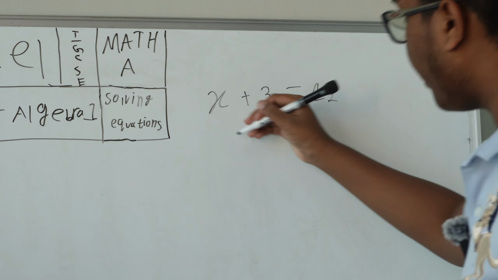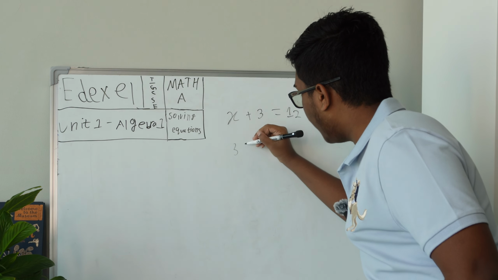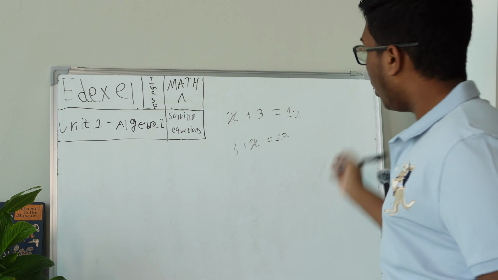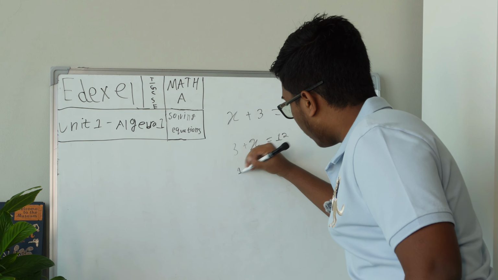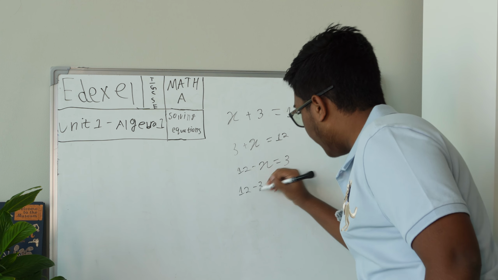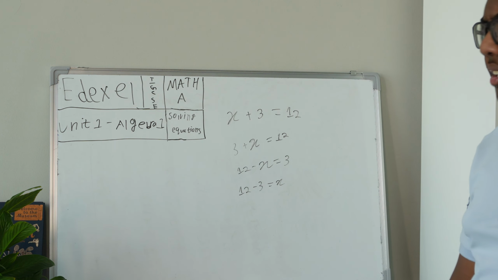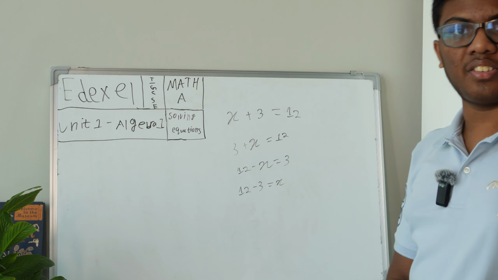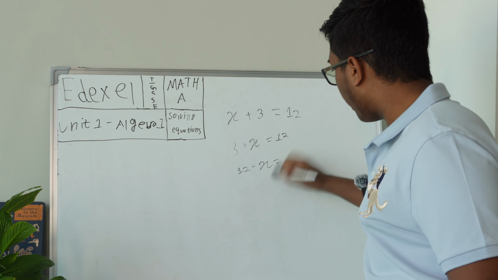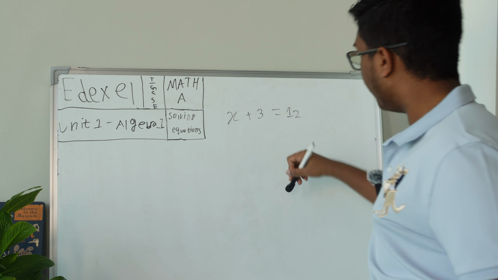X plus 3 equals 12 is the same as 3 plus x equals 12, or even 12 minus x is equal to 3, or 12 minus 3 is equal to x. They're all the same. I'll actually teach you about rearranging equations so you can see why this is the same. So first of all, we're just going to focus on this. Alright, x plus 3 is equal to 12.